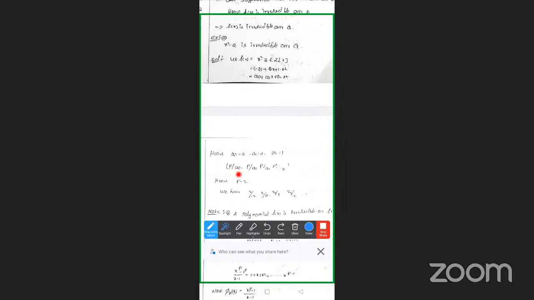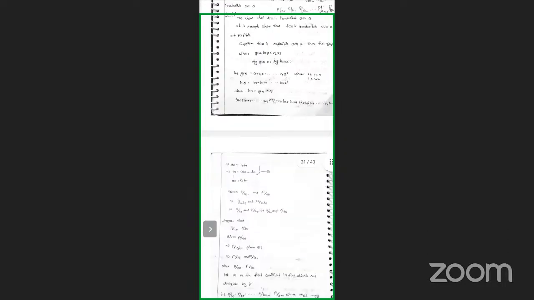So we have p divides a naught, 2 divides minus 2. So p divides a1, so 2 divides 0. So next, p does not divide a2, so 2 does not divide 1. And p square, so 4. Here p square is 2 square, 4, which does not divide minus 2. So therefore, f of x is irreducible over Q. So this is an example of Eisenstein criterion.